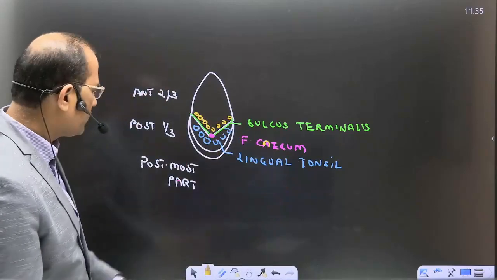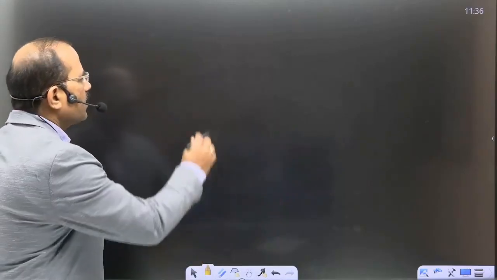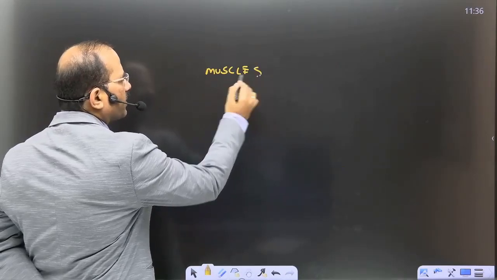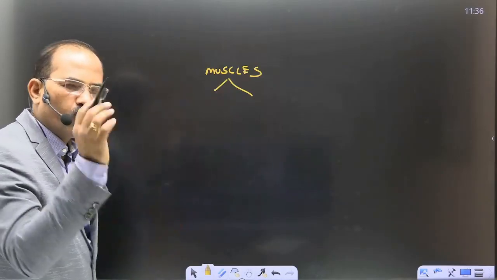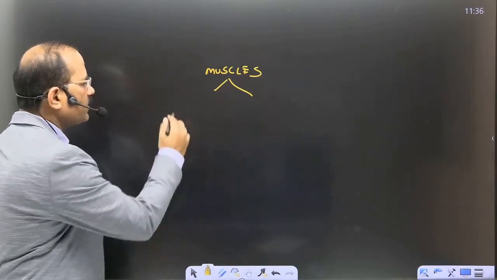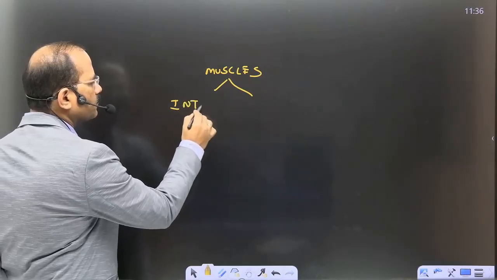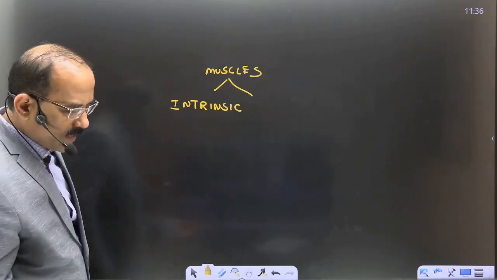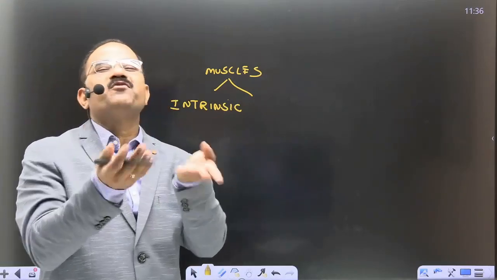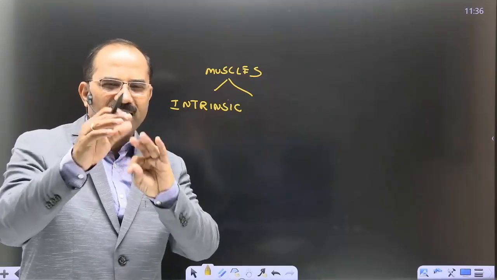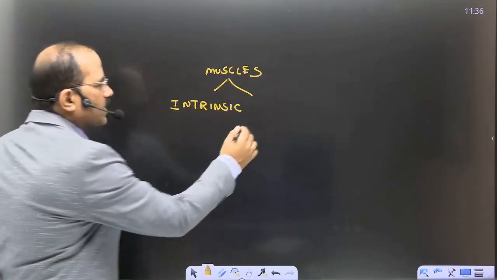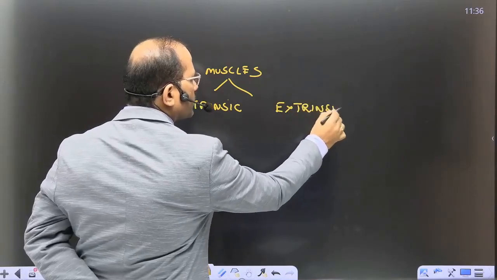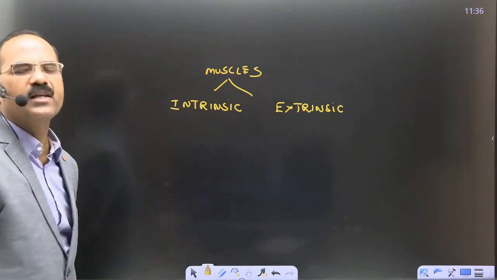Now we come to the muscles of the tongue. How do we classify the muscles of the tongue? Muscles of the tongue are divided into two parts. One which are within the tongue, we call them intrinsic. They lie within the tongue, and they're going to change the shape of the tongue, roll the tongue like that. And the other one is coming from outside, the extrinsic muscle. So intrinsic muscles and extrinsic muscles.